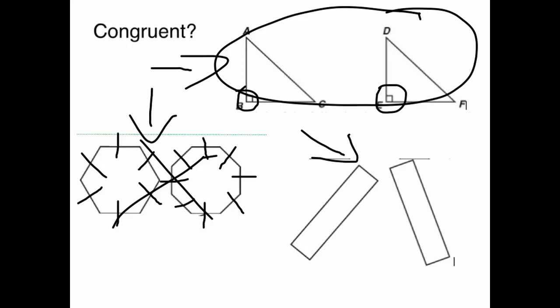So two vocabulary words we should have learned today: congruent and similar. That's going to be it for me. Let's go ahead and move into guided practice.